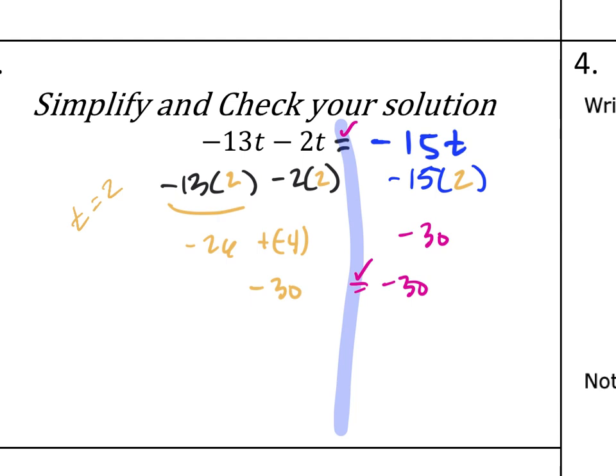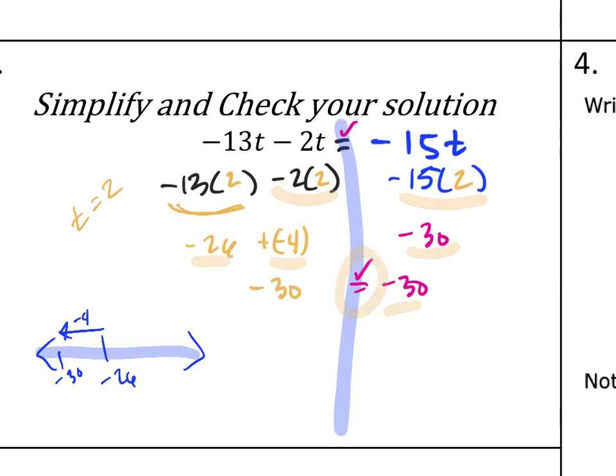Okay, so you got negative 13 times 2 is negative 26. Negative 2 times 2 is negative 4. So we're going to have negative 26 plus negative 4. If we check that on a number line, if we're at negative 26, we add negative 4, we go that way. We land at negative 30. And then we look over on the other side. We can see that negative 15 times 2 is negative 30. These two are balanced. So that means when t equals 2, these two expressions must be equivalent, because if we can't plug in a number that makes them not equal, then these two expressions must be equivalent.